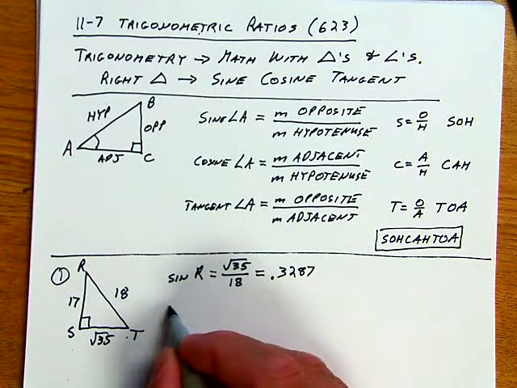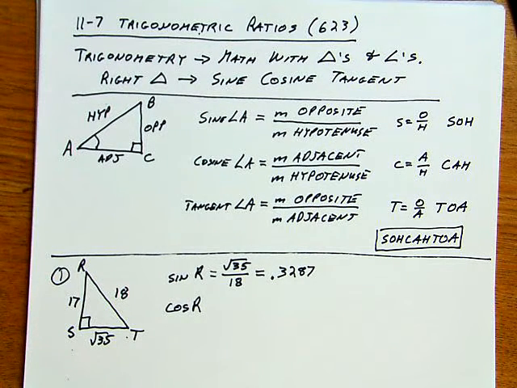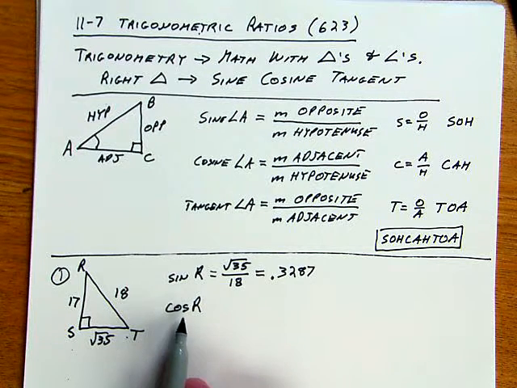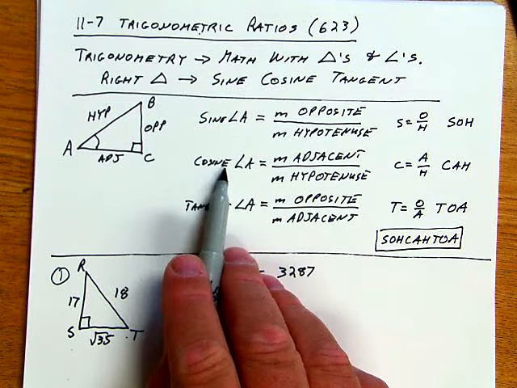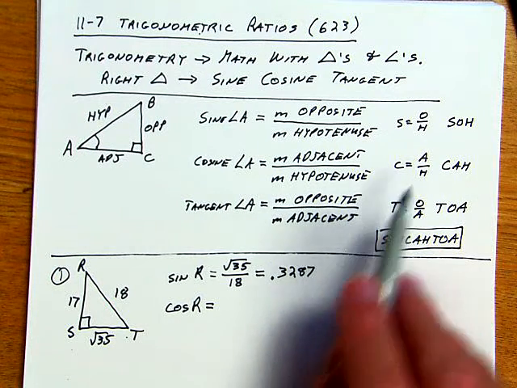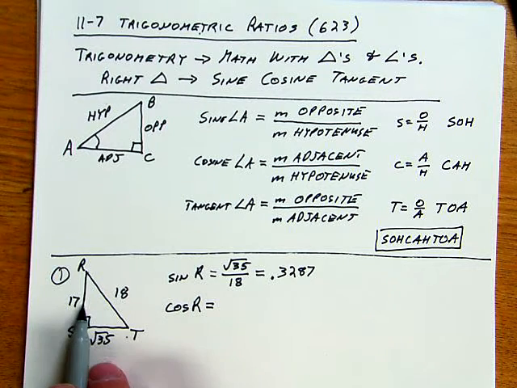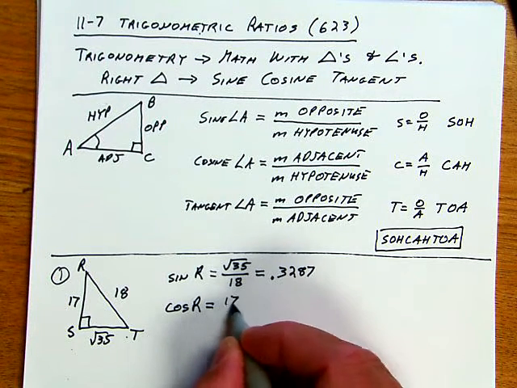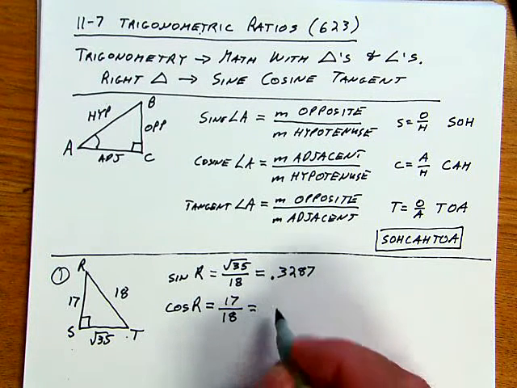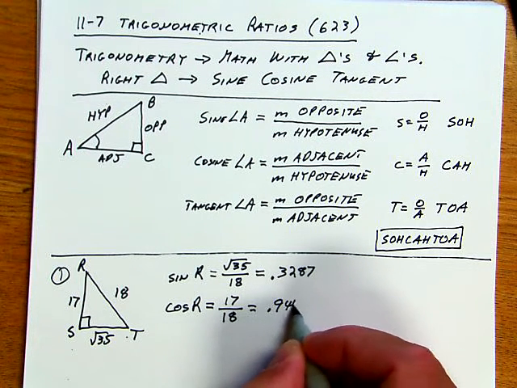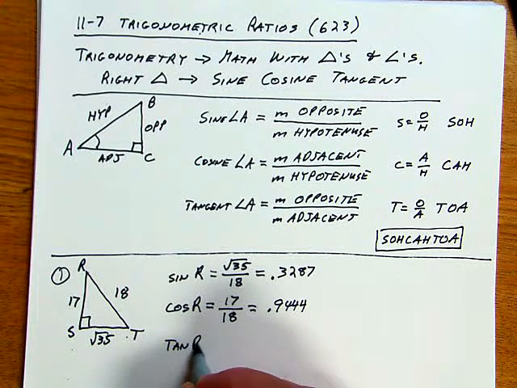Okay, let's do the cosine of R. Cosine is abbreviated COS, and sine is abbreviated SIN. So the cosine of R, now we're still talking about R, but now we're talking about cosine. Cosine is adjacent over hypotenuse. So adjacent to R, no, this is the opposite. The adjacent one that's touching it is 17 over hypotenuse, same hypotenuse, 18, and we get 0.9444.